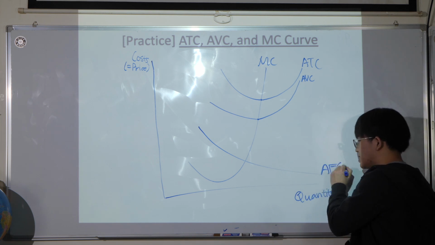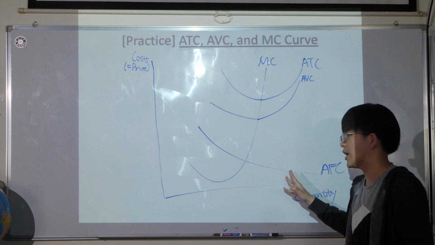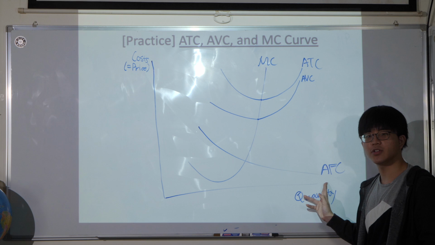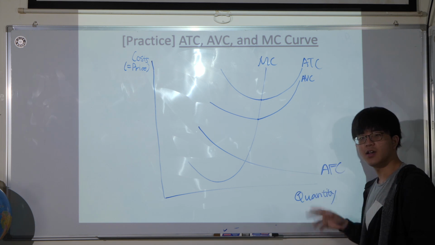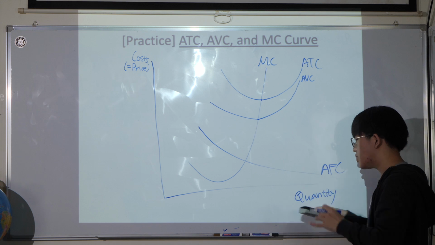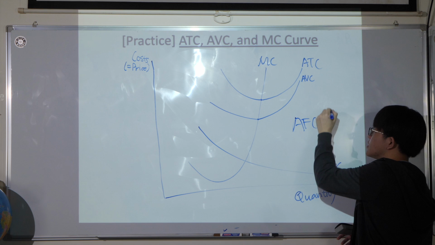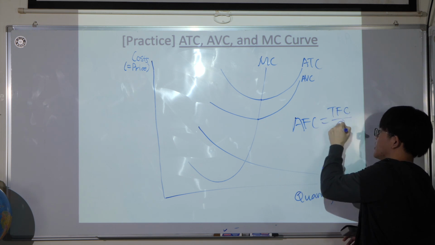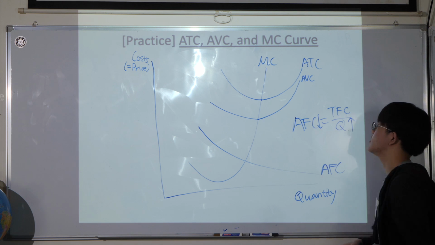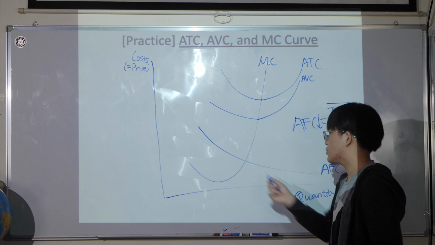So the AFC curve will start to decrease, and it will continue to decrease forever. And the reason is, if you think about the definition of fixed cost, the total fixed cost does not change, right? But the quantity will increase. The definition of AFC is TFC over quantity. As quantity increases, AFC will decrease because TFC does not change. So that's the reason why it will decrease forever.